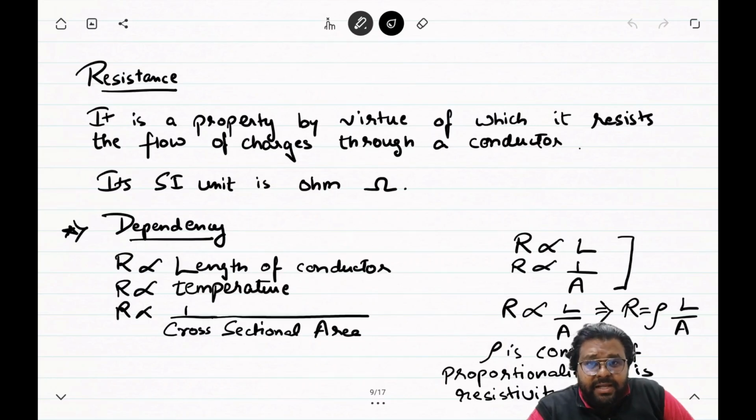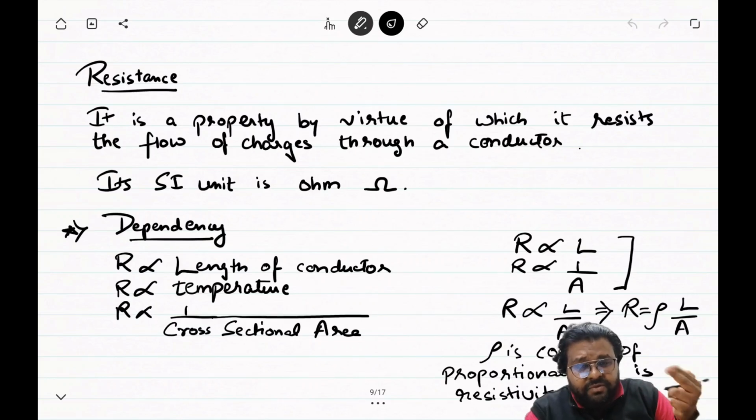1 ohm can be defined as 1 volt potential difference, 1 ampere current. So 1 ohm is equal to 1 V upon 1 A. If 1 volt of potential difference is applied across a conductor such that 1 ampere current flows through it, then the resistance is said to be 1 ohm. And that's how you can make the definition of each and every unit.